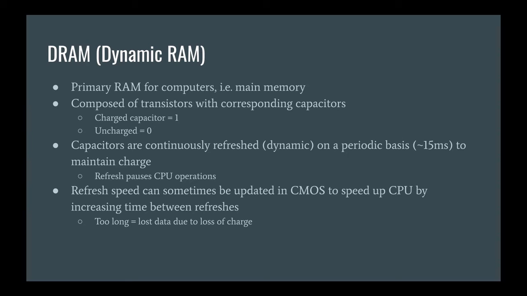This is the main computer memory for computers. So if you ever upgrade the memory in your computer, you are changing out the DRAM in your computer. It is composed of transistors with a capacitor associated with it. If the capacitor has a charge, then that gives you the binary 1. If the capacitor is not charged, then it's the binary 0. So you've heard how computers use ones and zeros. This is literally where that comes from. Is there a charge or is there not a charge?